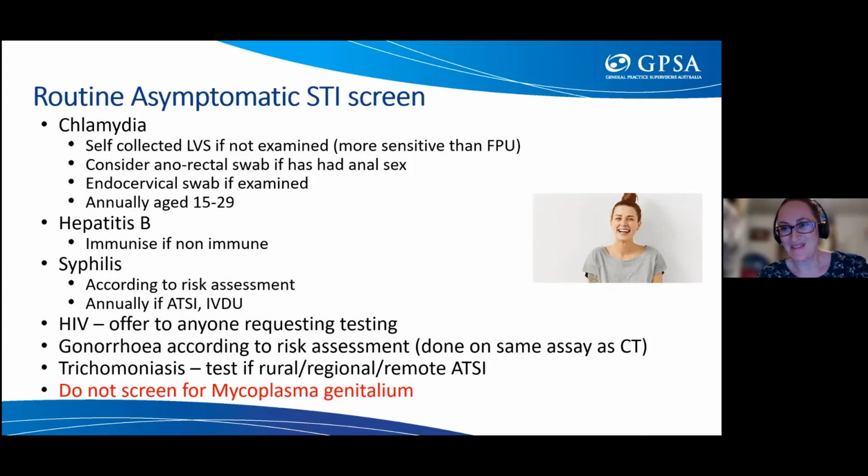Again, big take-home point is that we do not do routine asymptomatic screening for Mycoplasma genitalium. So you just don't do it. And I will talk a bit more about that, but no routine screening for Mycoplasma.